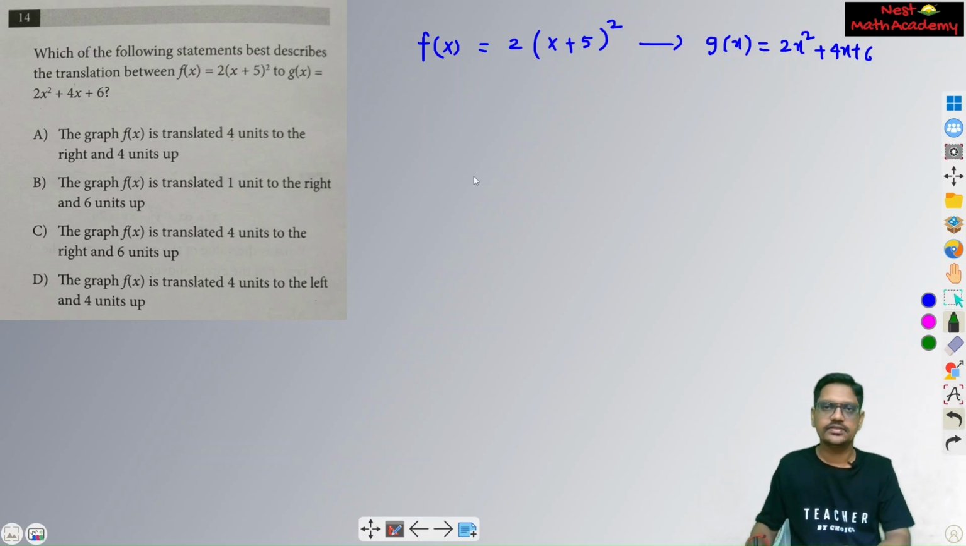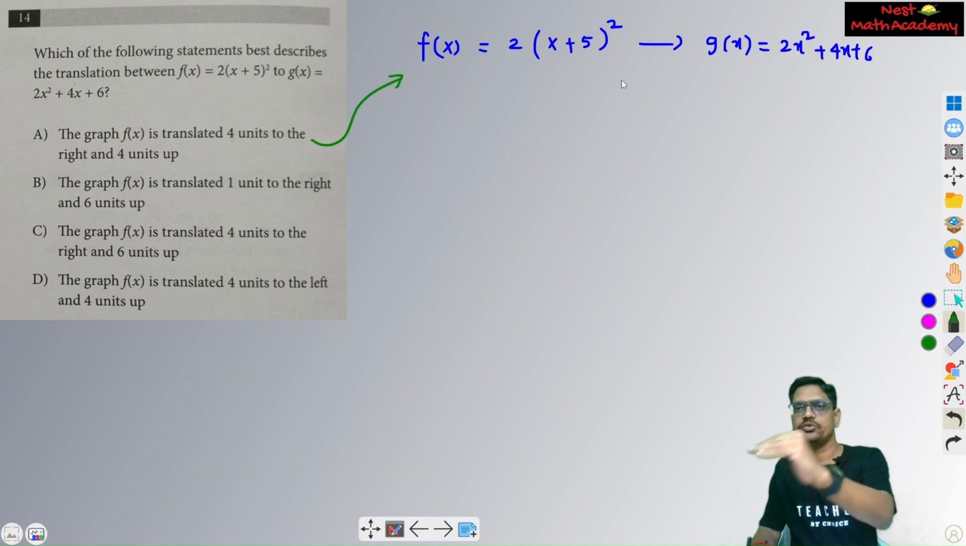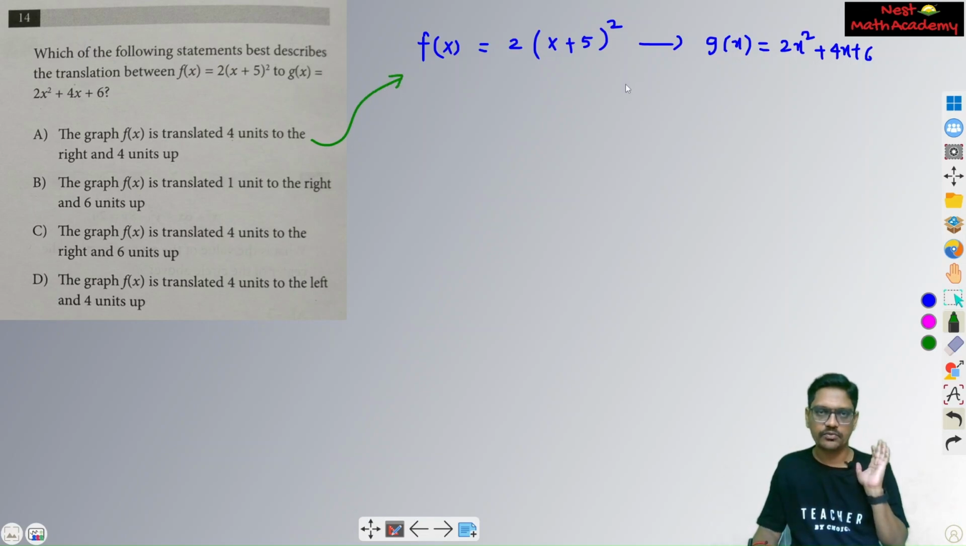So let's try this. I'm going to check the options one by one and see whether by applying these transformations on this function, I am able to reach g(x) or not. That's what I'm going to see. Option A. Let's start with that. Translated 4 units to the right.